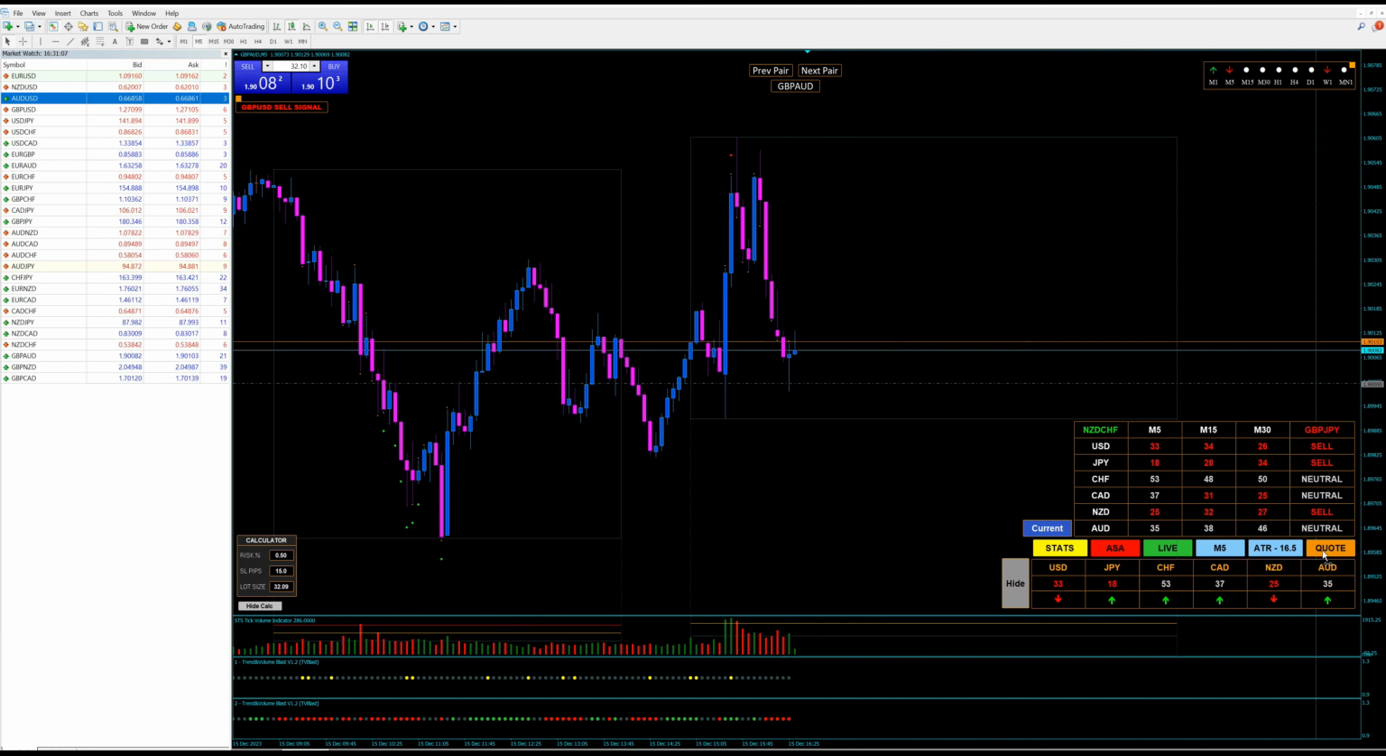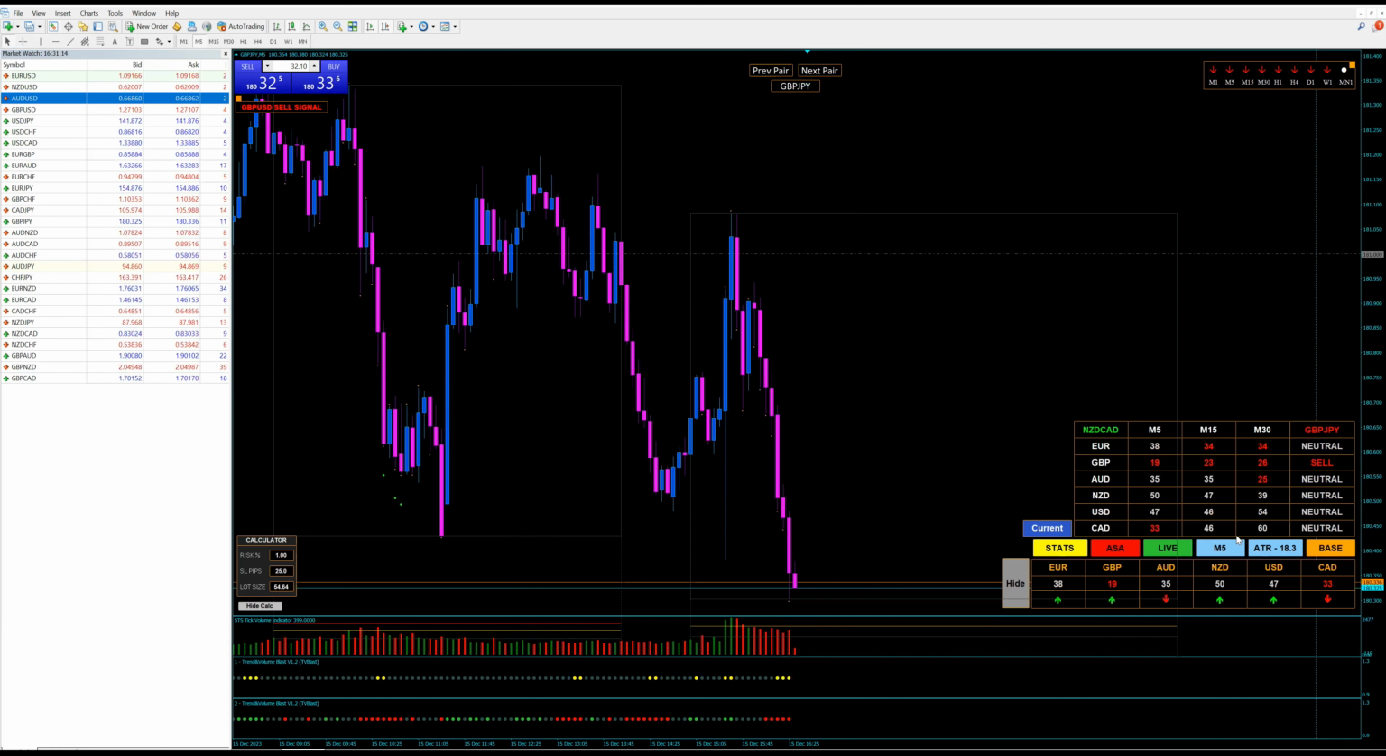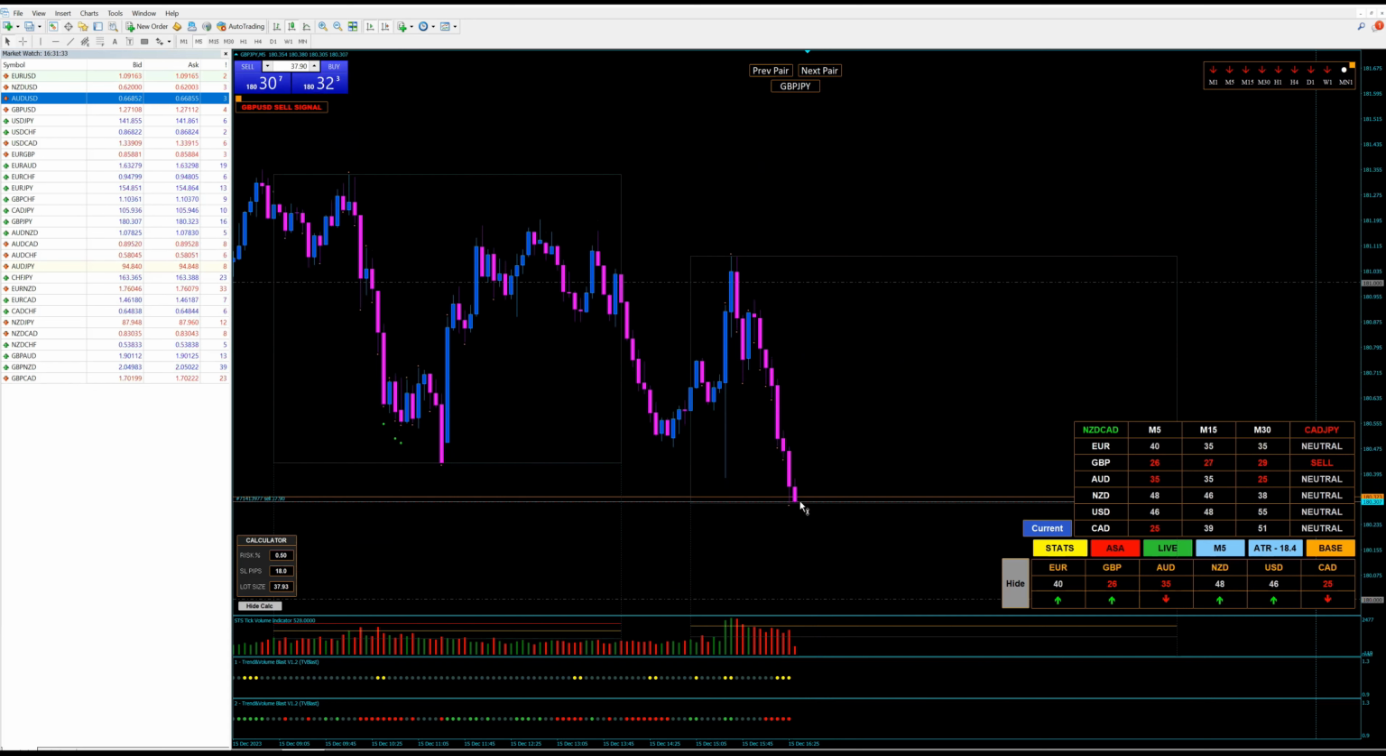Let's see. So we get GBP. Let's check. I could trade this. Let's see. Puts us at about, I'll do ATR, which is 18.5, maybe 37.9. And let's see if we can't grab a quick 18 pips. Now, as you see, I'm going based on ATR.